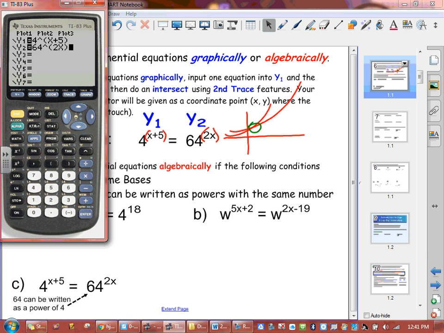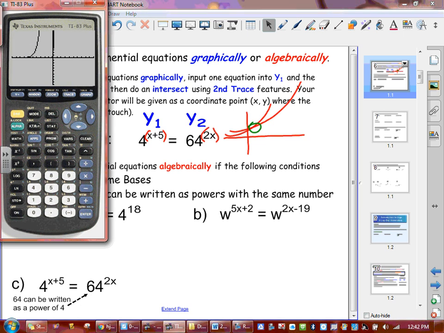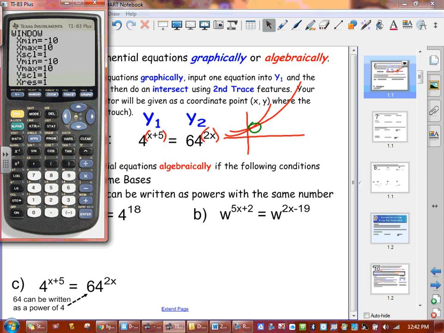We hit graph, and as you notice, I can only see part of one equation and part of the other. Exponentials are always going to cross the x or the y-axis, so this one is going to go way tall before it crosses the other. So do I want a left and right extension, or an up and down extension? Up, right? So that's our y maximum. Let's put our y maximum to 100.